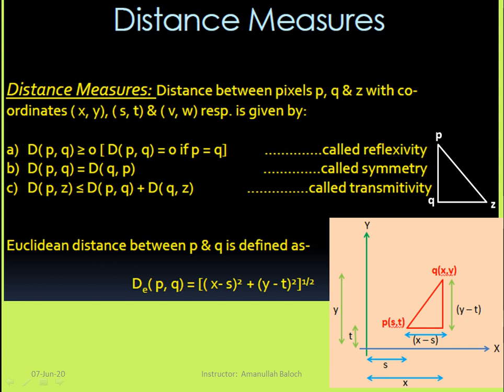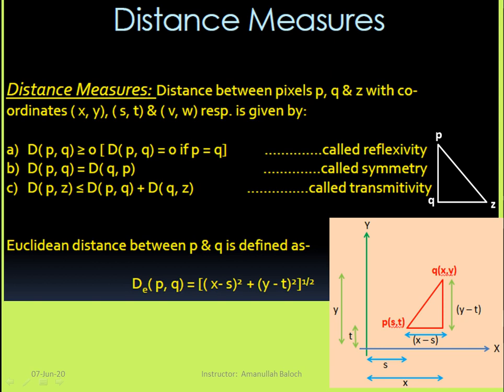If the distance between P and Q is equal to the distance between Q and P, from P to Q and Q to P, if the distance is the same, there is no difference, then they will be equal. It is called symmetry.